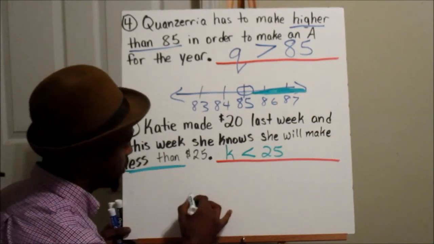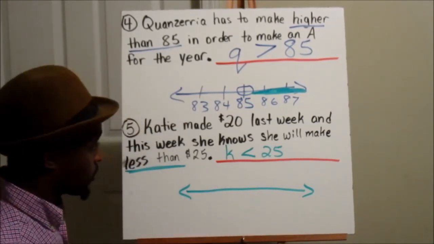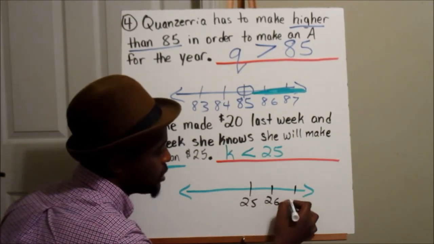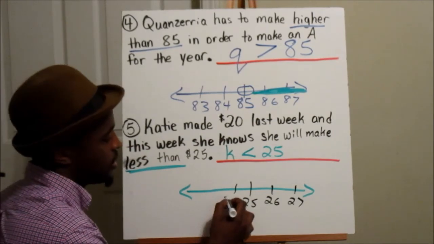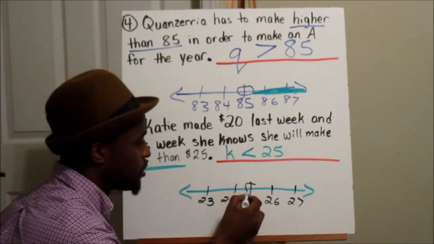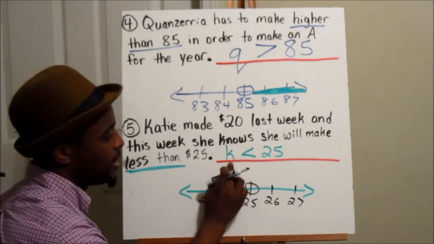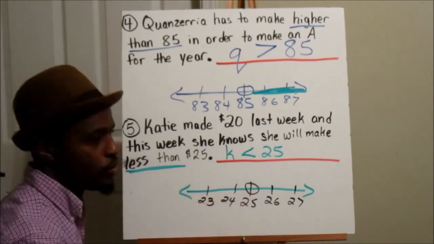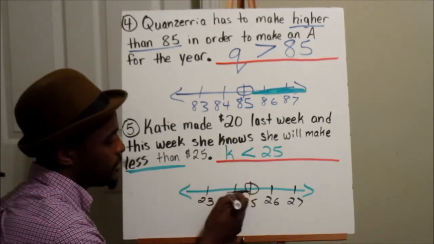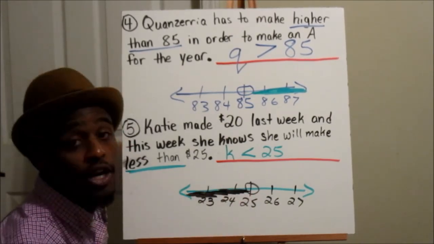Alright, and I will graph this solution. I'll put 25 in the middle, 26, 27, on this side, 24, 23. Alright, I'll put my circle on that middle number. Like always, you always put a circle regardless. And then you think, can Katie be equal to 25? Well, no, so we'll leave it open. We do not want it shaded in. She will be less than 25. She will make less than $25. So I'm going to shade in everything that is less than 25.